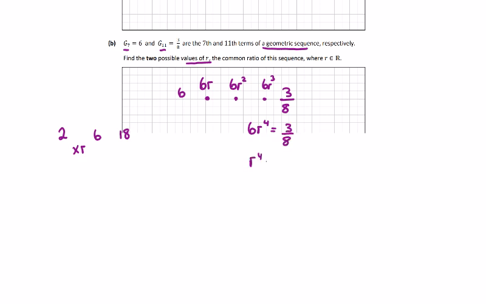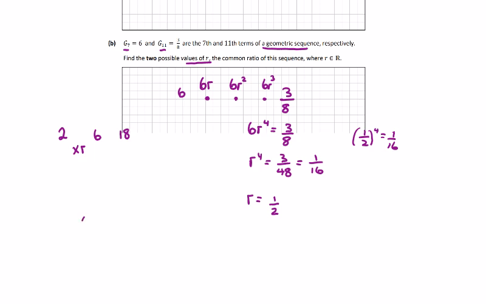So r to the power of 4 is equal to 3 over 48, which is 1 over 16. I'll just divide these up nicely. So a half to the power of 4 is equal to 1 over 16. So r is equal to a half.